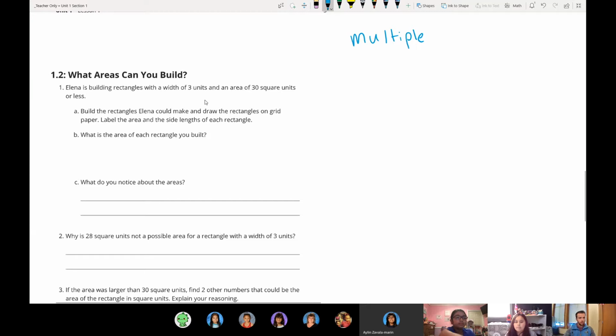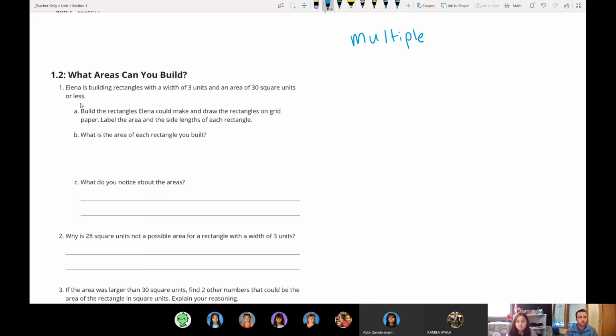So let's look at this. What we're going to do in this worksheet here, 1.2, what areas can you build? We're going to think about areas that we could build if we only knew one side length of a rectangle. Okay, we're going to think about the possible areas that we can come up with knowing just one side length. Okay, so Elena here is building rectangles with a width of 3 units and an area of 30 square units or less. Okay, so we have options. It can be up to 30 square units for area, but not more than.